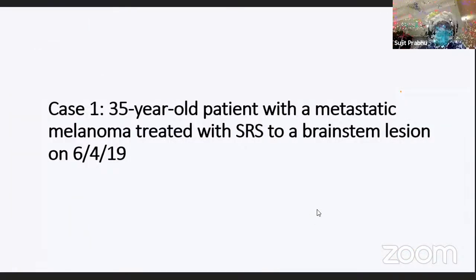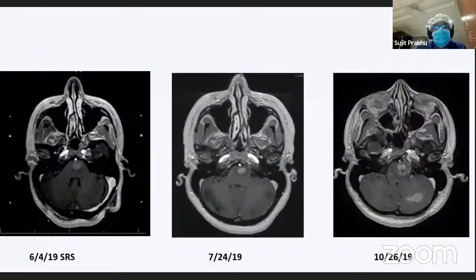So I'll start with case one. This is a 35-year-old patient with a metastatic melanoma treated with stereotactic radiosurgery for the brainstem. As you can see, there are dates at the bottom of the scans, and these are axial images, post-contrast. The patient presented with this metastasis and had stereotactic radiation therapy.